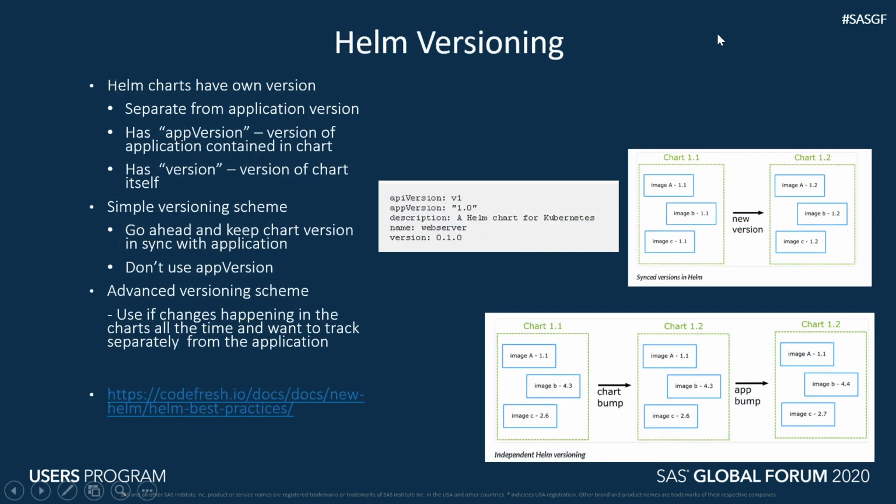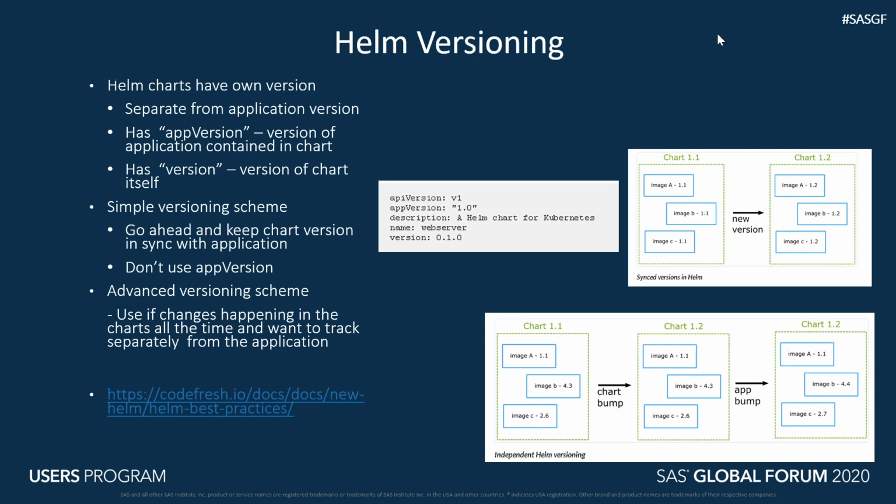Helm versioning. Helm charts have their own version, which is separate from the application version. This is contained in the Helm metadata, in the top level area where we define charts. It has an app version, the version of the application, and it has a version of the chart itself. So we talk about the versions of the Helm objects, the Helm charts, and then the versions of the things they're deploying with the Kubernetes pieces.